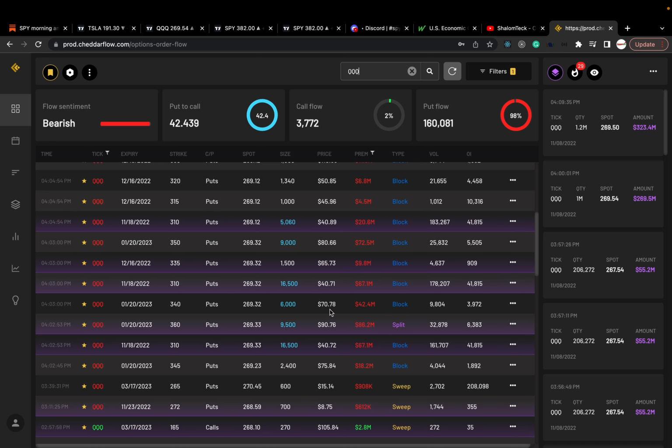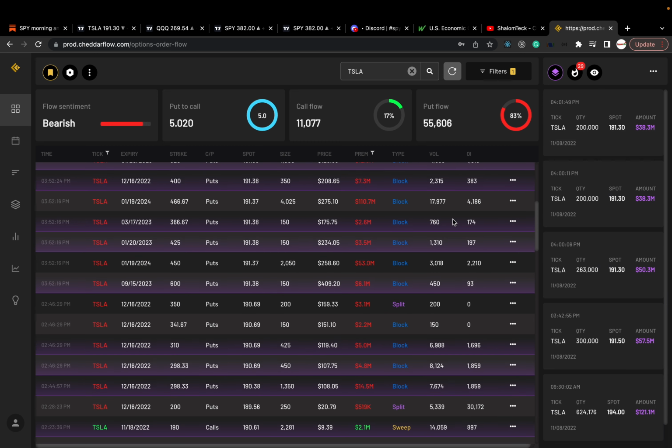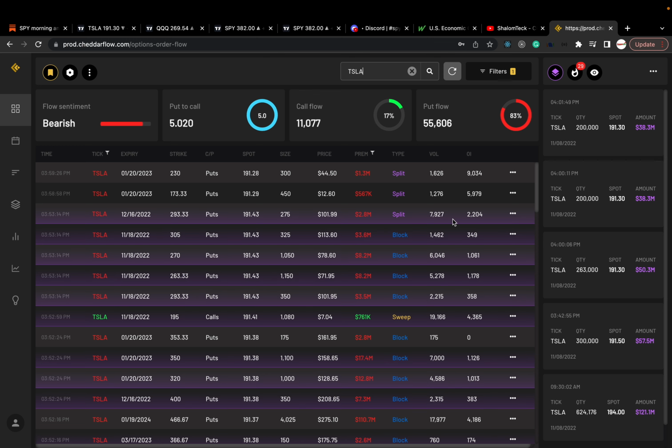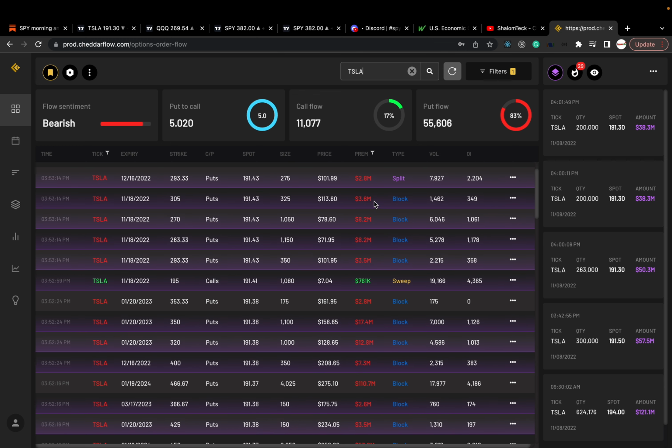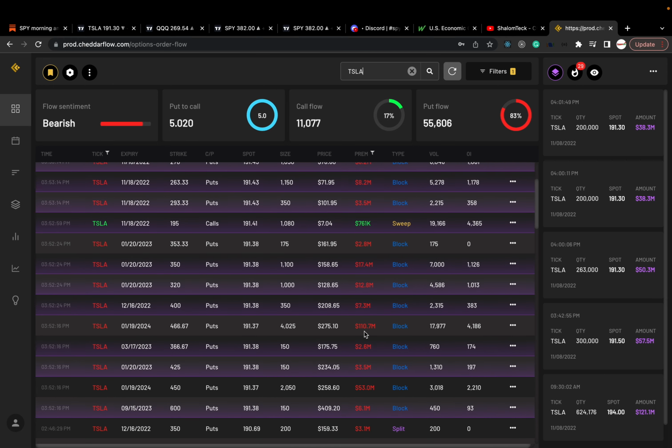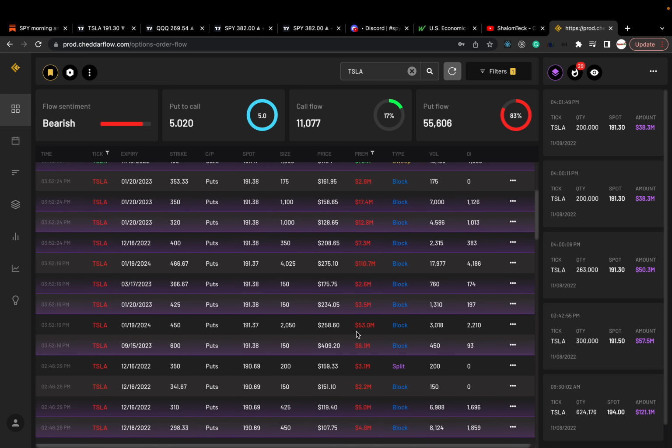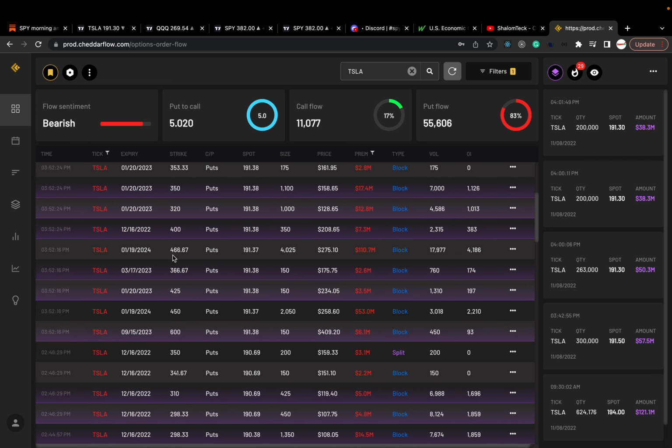This is a lot of money that big money are betting to the downside. Okay, they're putting in puts. I'm just showing you what the data is showing me, guys. And look at Tesla, 83% in the puts. Okay, seeing a lot, millions and millions and millions, $110.7 million in puts. Okay, this is interesting.